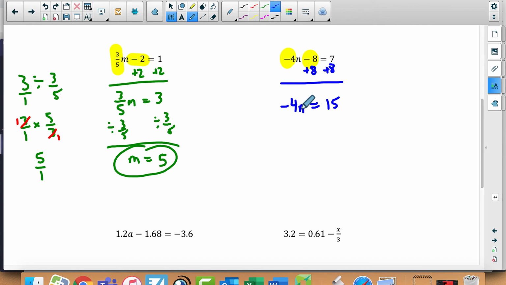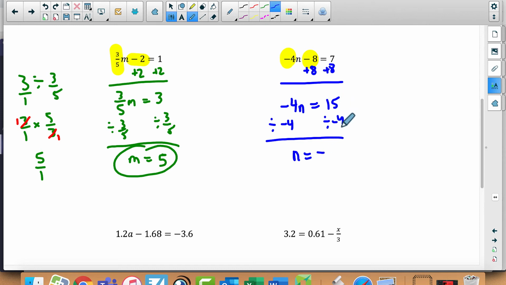This is -4 times n. I have to do the opposite operation, which is division. And I'm going to divide by what? By -4. What I do to one side, I do to the other side. So the -4's cancel. You're just left with n. Perfect. We've isolated the variable. On this side, a positive divided by negative is negative, so we know the answer is negative.